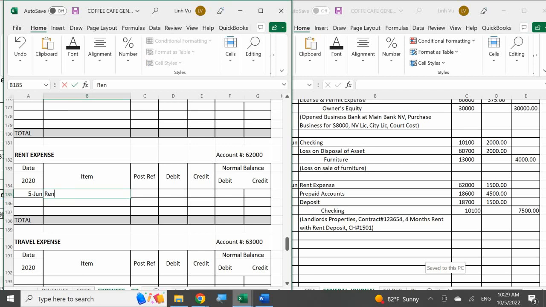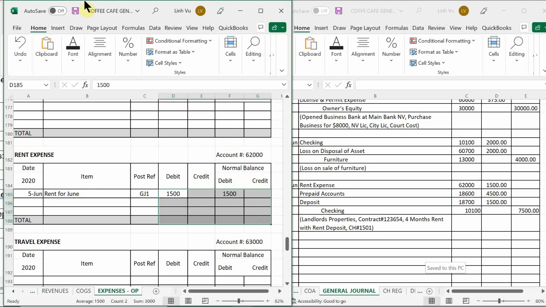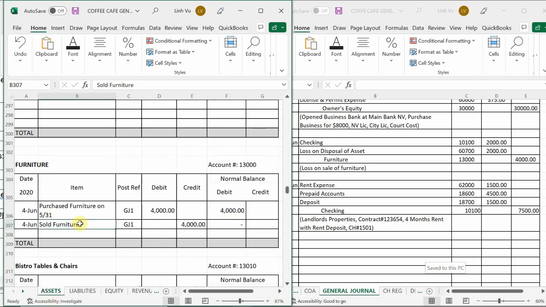Rent for June. Okay, we are still on the first general journal, and the rent for June was worth $1,500. Okay. So let's see what's next on the list. I have a prepaid accounts. Okay, so prepaid accounts we have established, right? This is going to be an intangible asset, right? Because can I actually touch rent?